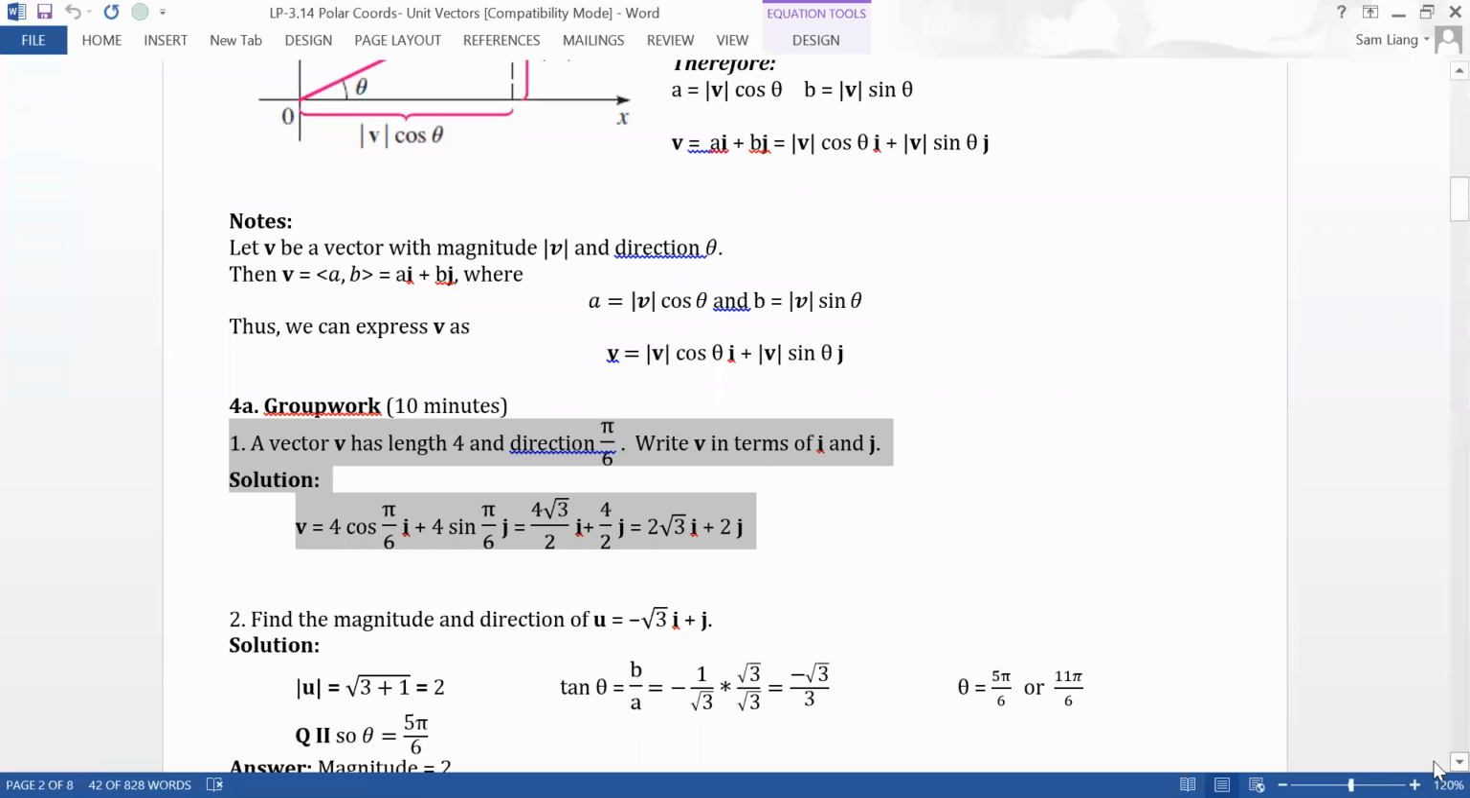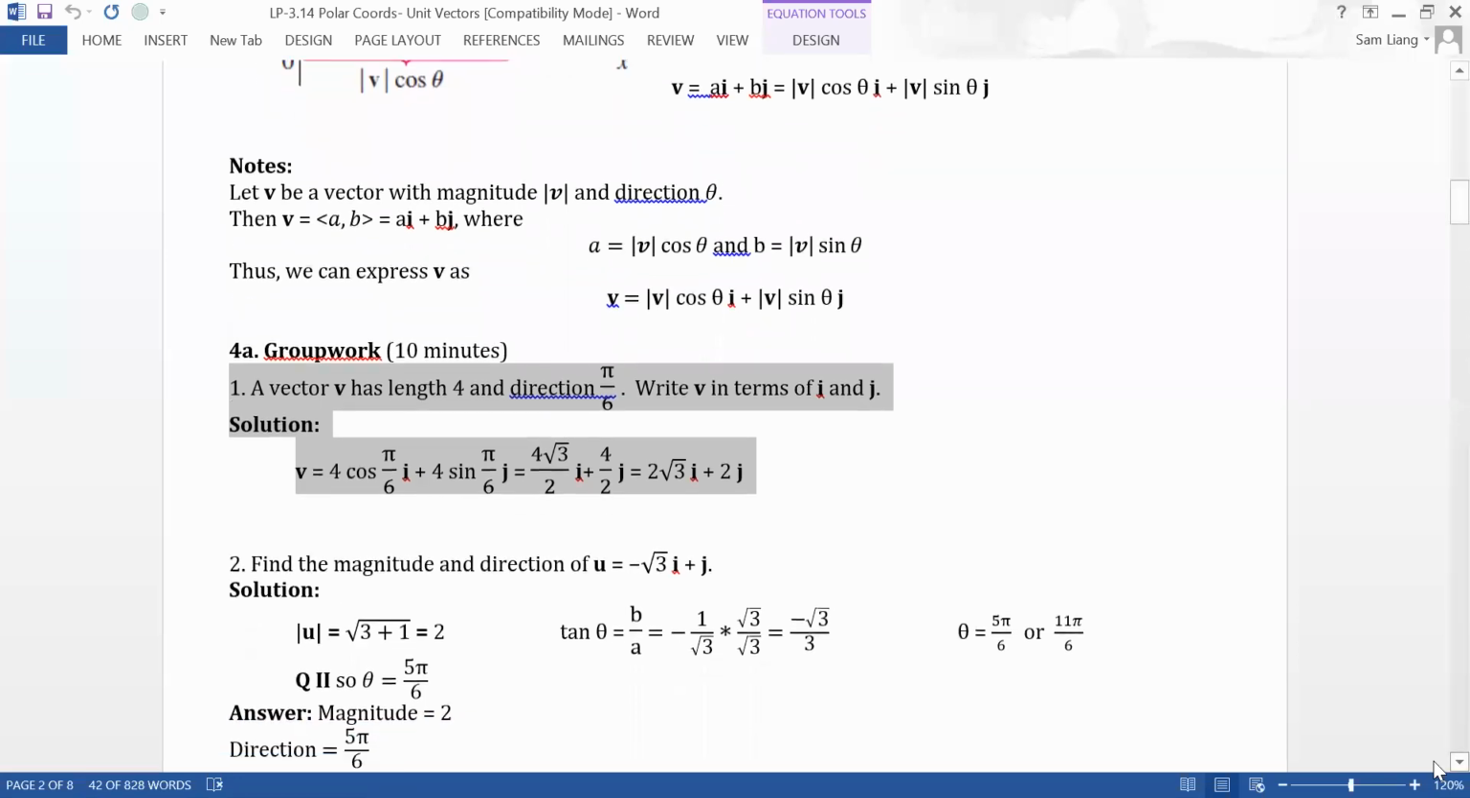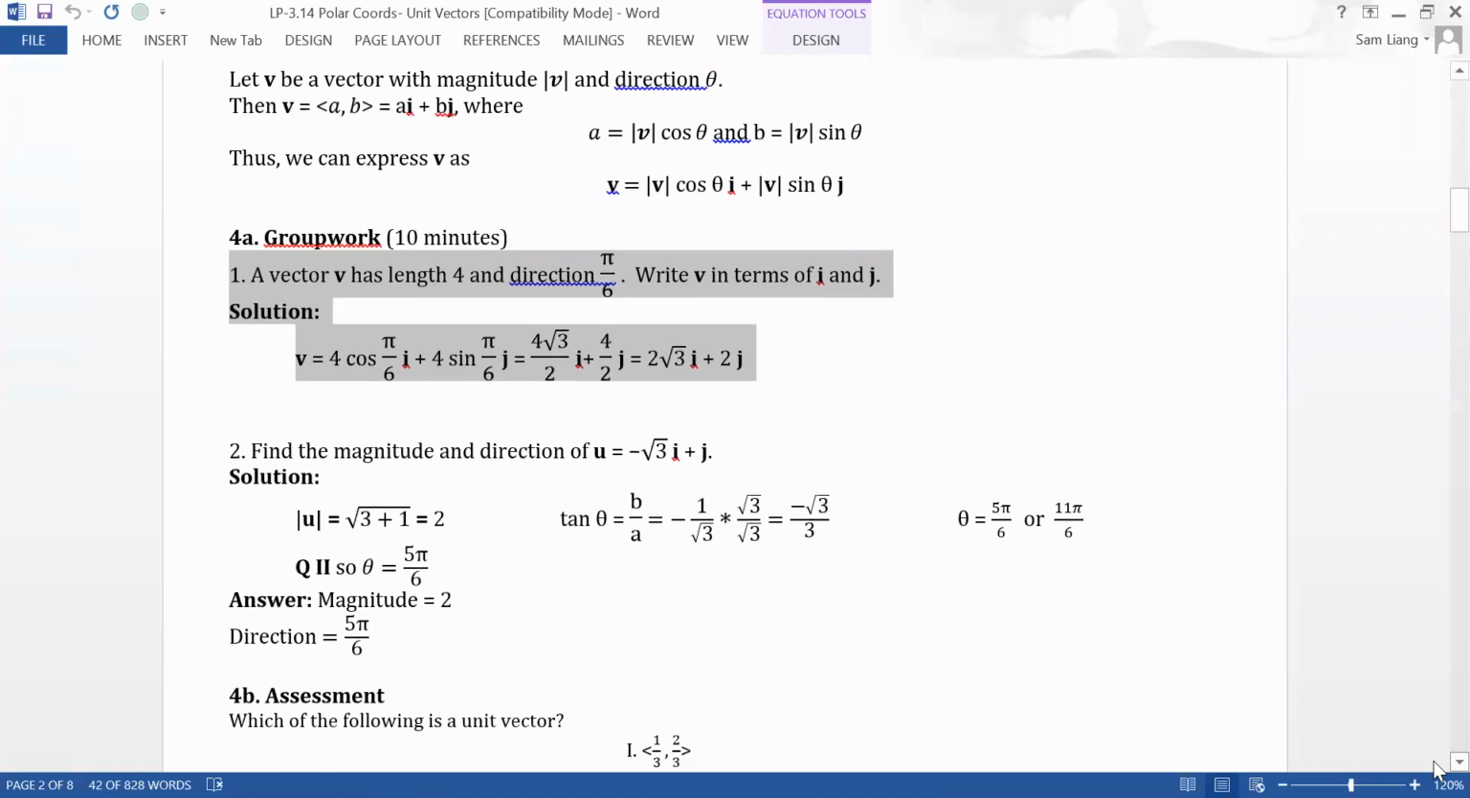Okay, all right. I'll move on to question 2. Question 2 is: find the magnitude and direction of u equals -√3 i plus j. So magnitude is just the square root of a squared plus b squared. The square of a is going to be (-√3) squared, which is positive 3. And then here it's just 1, so it's 1 squared, which is 1. So it's the square root of 4, which is 2.